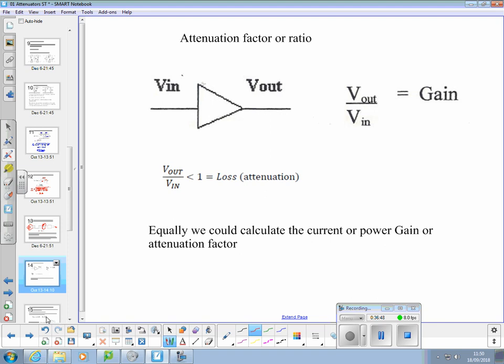So, what we need to do is look at how generally you specify attenuation and or gain. Attenuation factor or ratio. That is a general symbol for an amplifier. It's got a V in and a V out. And if we divide the output voltage by the input voltage, we end up with a term called the gain on our amplifier. Okay, so if we put 1 volt in and we get 10 volts out, the gain is 10. So ratio, it has no units.